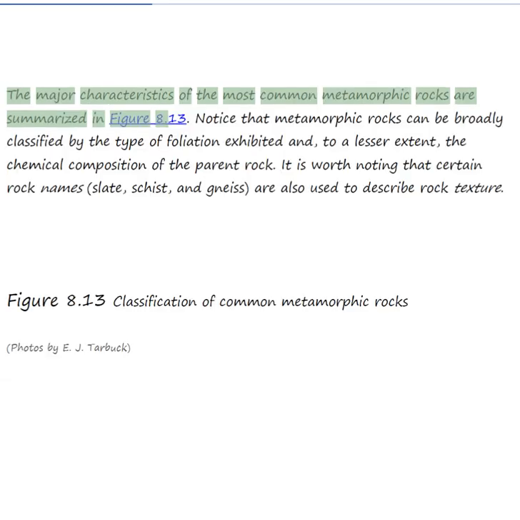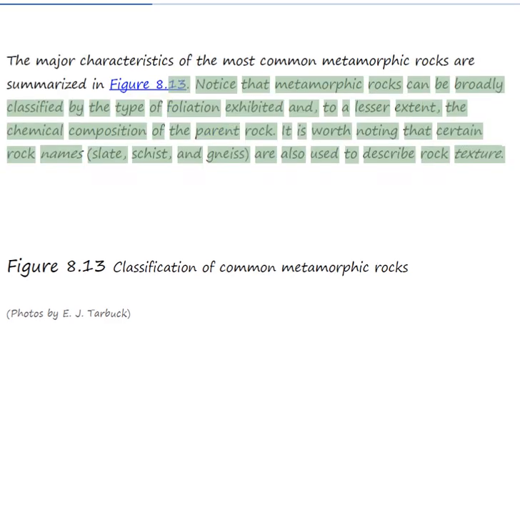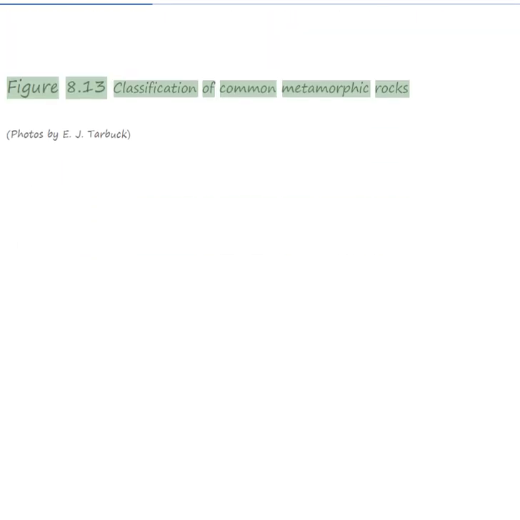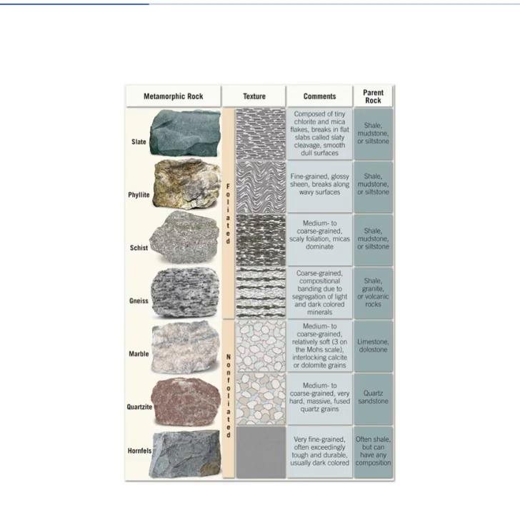The major characteristics of the most common metamorphic rocks are summarized in Figure 8.13. Notice that metamorphic rocks can be broadly classified by the type of foliation exhibited and, to a lesser extent, the chemical composition of the parent rock. It is worth noting that certain rock names are also used to describe rock texture. Figure 8.13 Classification of common metamorphic rocks. Figure 8.13 Full alternative text description.